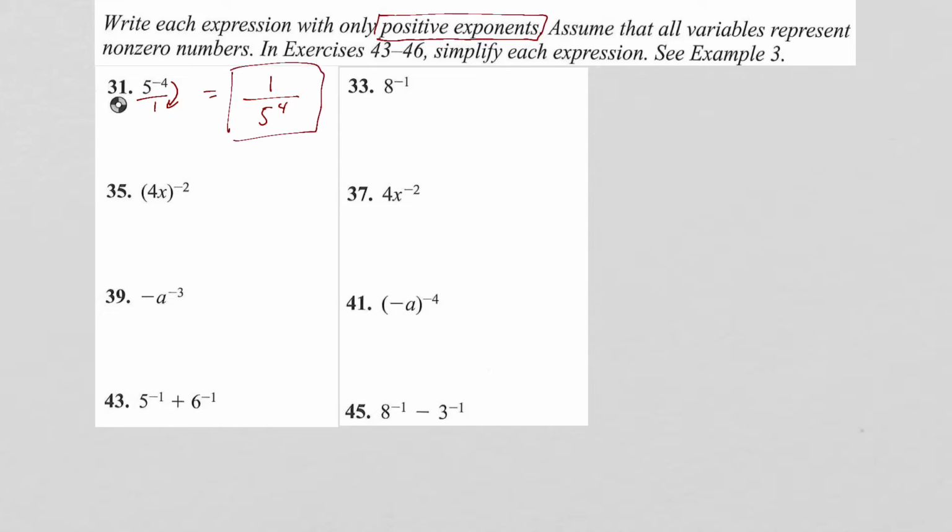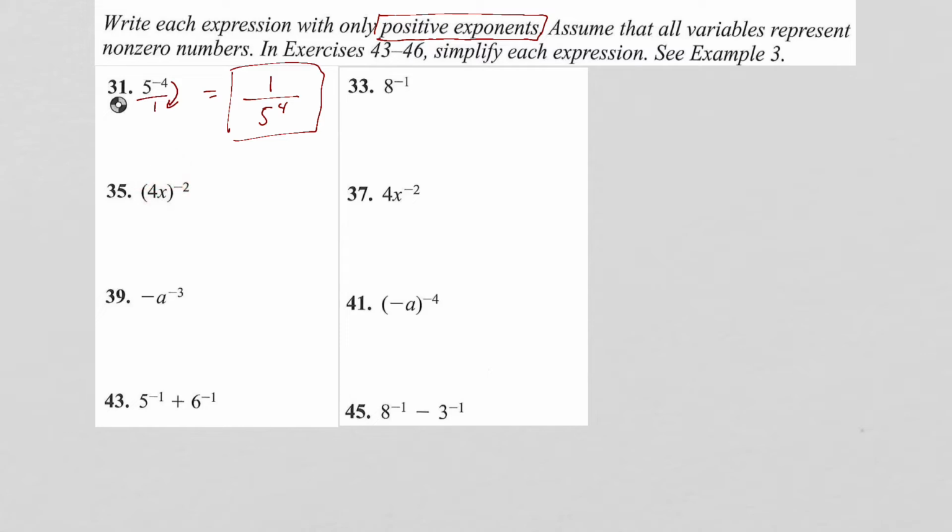If you wanted to completely evaluate it, you'd have to figure out what 5 to the 4 is. 5 to the 2nd is 25 times another 5, so 5 to the 3rd is 125 times another 5, so 5 to the 4 is 625. So this would have been 1 over 625. All right.